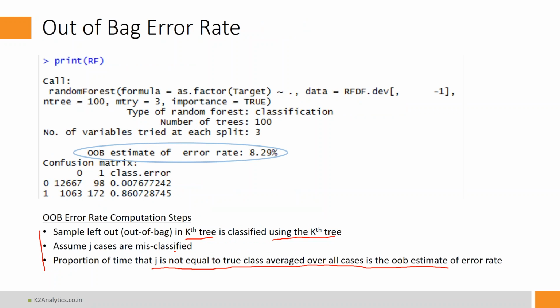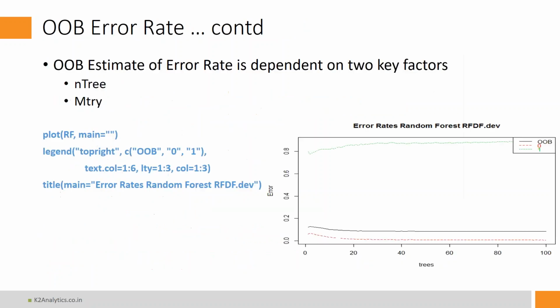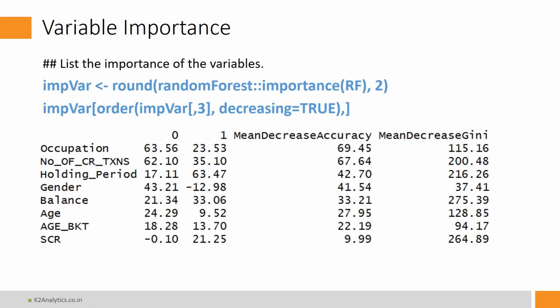Out of bag error is based on the samples which were out of bag in a given sample, which are scored by the respective model. That's how out of bag error rates are computed. The out of bag error rate is used to find the optimal number of trees to be built. For variable importance, there are two ways of identifying it: one is based on mean decrease in Gini, and the second is mean decrease in accuracy.